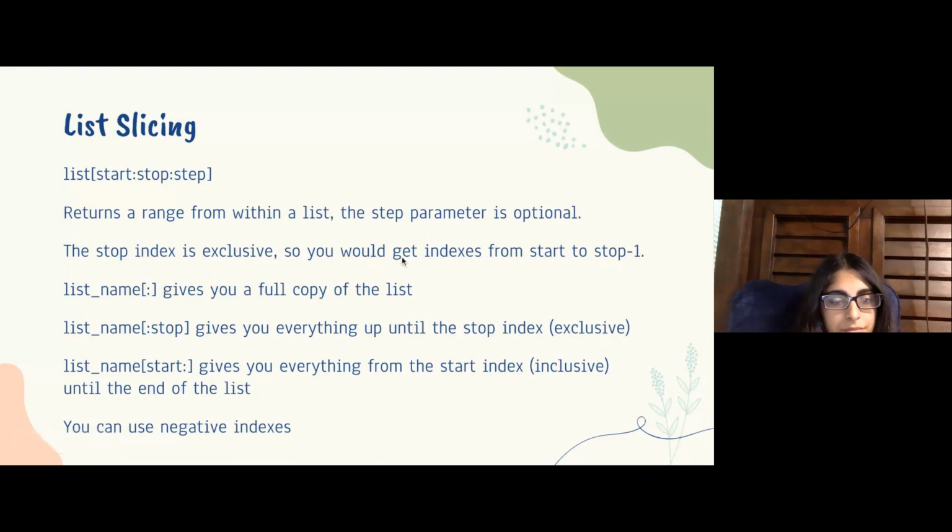Also remember, the stop index is exclusive, just like it was in the range. This second parameter always seems to be exclusive. So you'd get indexes from start to stop minus 1. I think I was talking about this before. If I use :stop, it'll give you, starting from the beginning, everything until that stop index, exclusive. And if I use this start, it's going to start at some point and then give you everything until the end of the list. And that's inclusive of that start value. You can also use negative indexes, which is nice.